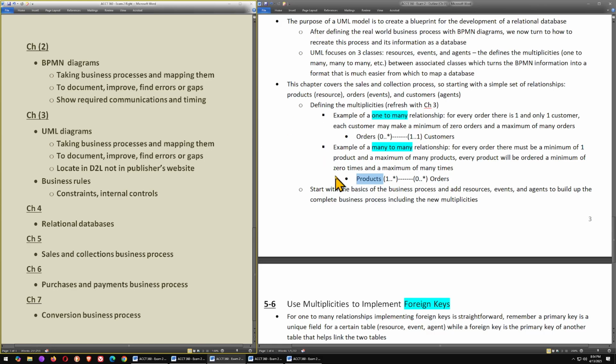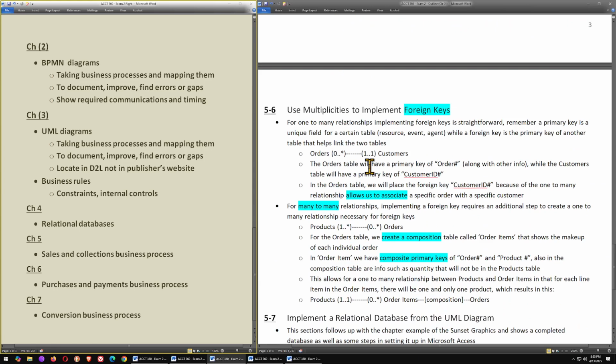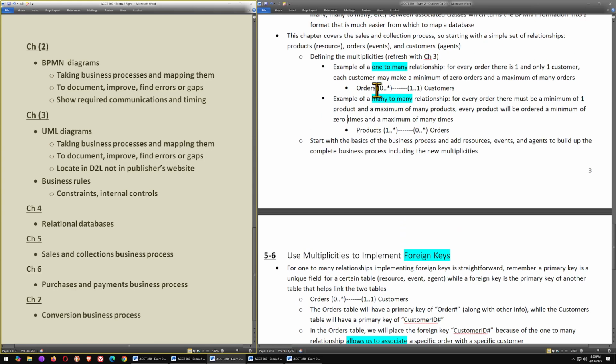So I just try and give you an example of one-to-many and many-to-many. Just make sure that you understand how to read them and how to place it in your mind. Then when we start to figure out the tables used for these multiplicities, we have to implement the foreign keys. And basically there are two different situations, and that's why I have a one-to-many relationship and a many-to-many relationship.